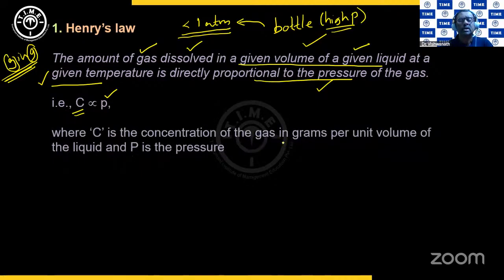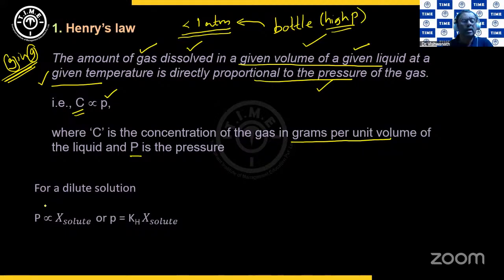Here, the concentration of the gas is in, you can take it in units of gram per unit volume, right? And P is the pressure. If you have a dilute solution, then we can replace that concentration with mole fraction. So we can write here that pressure and the mole fraction are proportional to each other. Pressure is equal to the proportionality constant Kh, which is called the Henry's law constant, times X of the solute, that is mole fraction of the solute.